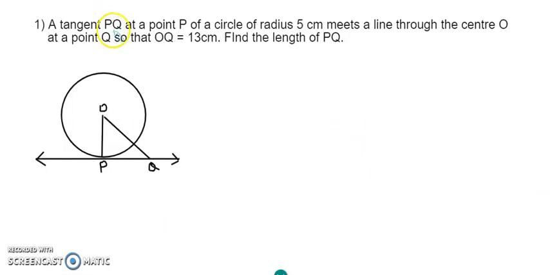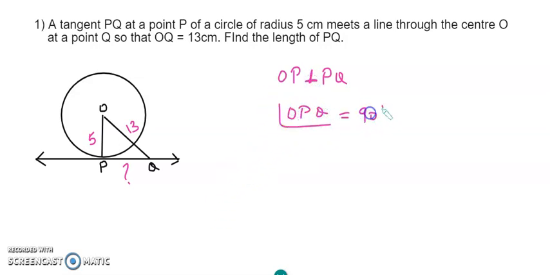So as you can see, tangent PQ at a point P has a radius of 5 centimeter and meets a line through the center of the circle at point Q. The distance OQ is given to be 13. We are supposed to find PQ here. Now clearly OP is perpendicular to PQ because of the previous theorem. That means, can we say OPQ is a 90-degree angle? That means triangle OPQ is a right angle triangle. Right? So can we apply Pythagoras theorem?